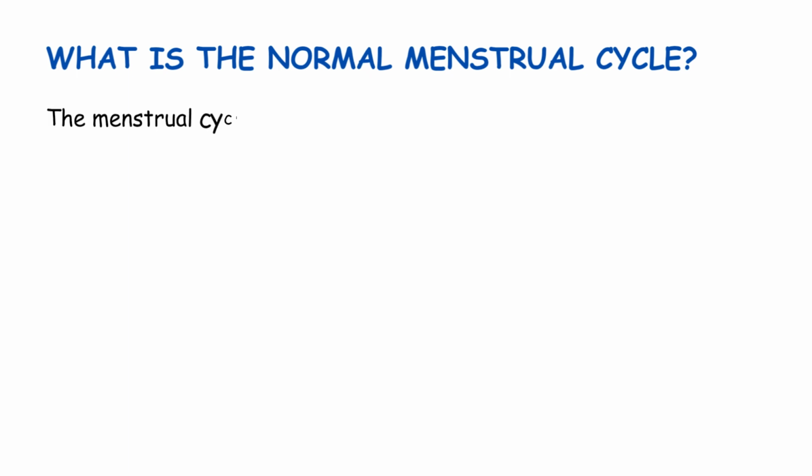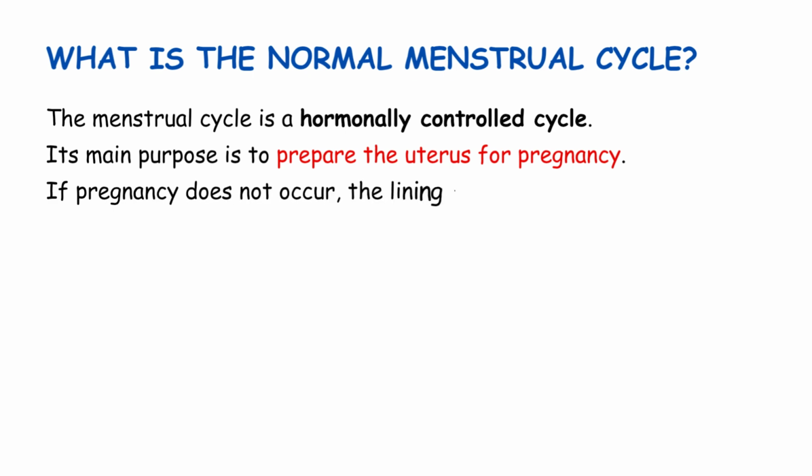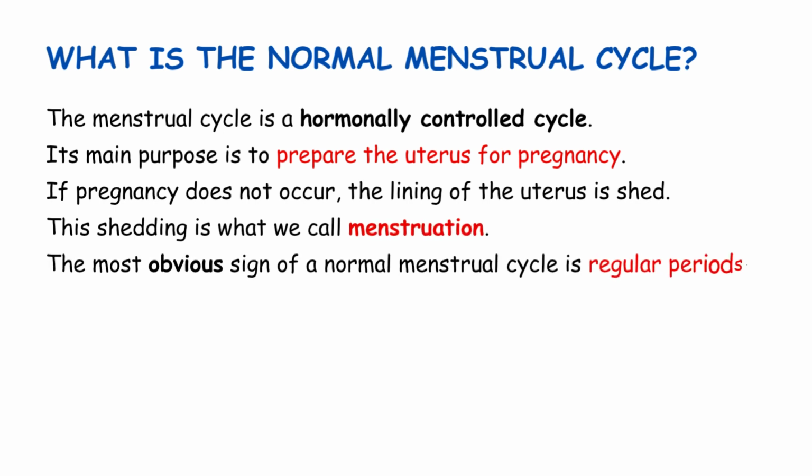The menstrual cycle is a hormonally controlled cycle. Its main purpose is to prepare the uterus for pregnancy. If pregnancy does not occur, the lining of the uterus is shed. This shedding is what we call menstruation. The most obvious sign of a normal menstrual cycle is regular periods.